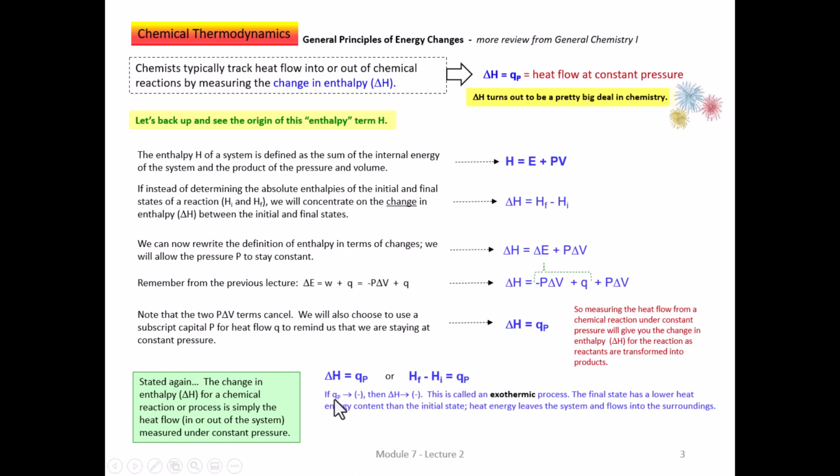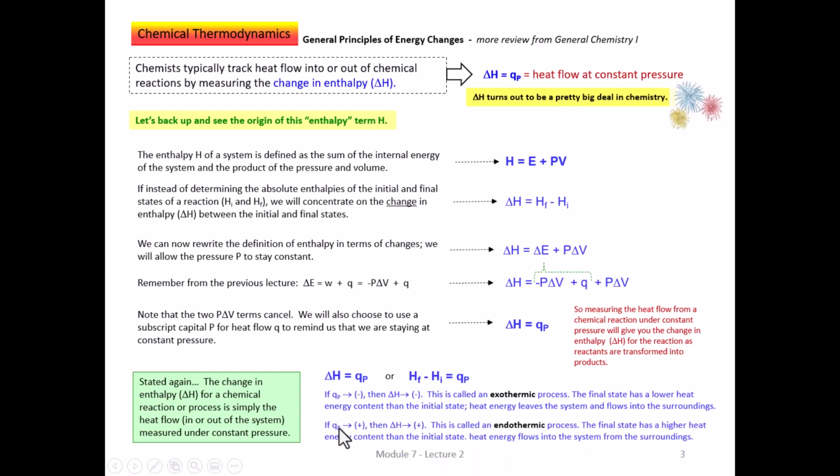If that heat flow is negative, then ΔH is mathematically negative. This is called an exothermic process. That would be the case when the final state has a lower heat energy content than the initial state. In other words, when HF is smaller than HI, the result there would be that heat energy leaves the system and flows into the surroundings. That's why everything has a minus sign here.